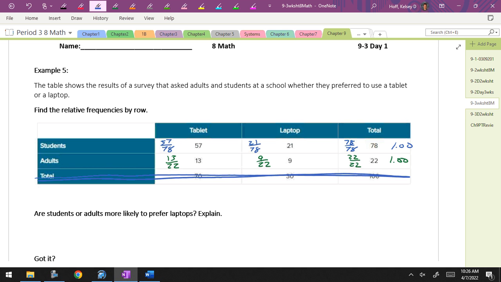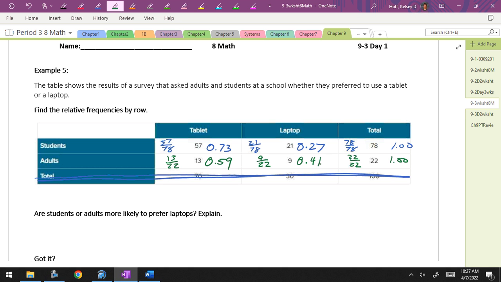Students' tablet. Student's laptop. Okay. Adult's tablet. 2 what? 5.9. I heard a 2. Sorry. And adult's laptop. 4.1. Okay. Now, the whole purpose of doing this is to be able to compare data.